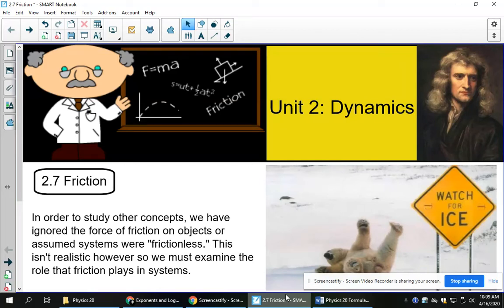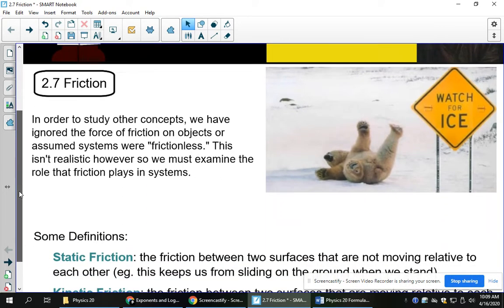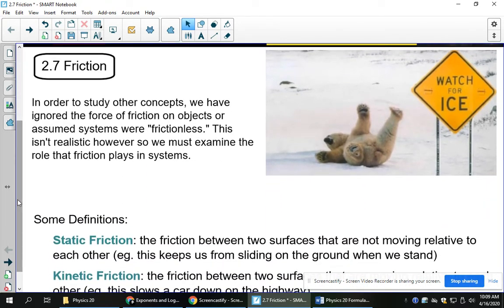Hi guys, this is lesson 2.7 on friction. So what we've done so far is set up net force equations, but we've been ignoring friction, which is in most of our net force equations. So in order to study other concepts, we've ignored this so far and assumed that things are frictionless, but this isn't really realistic because in order for something to move, there actually has to be some friction applying.